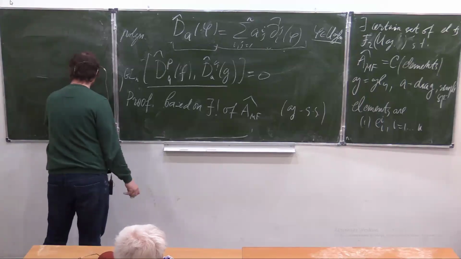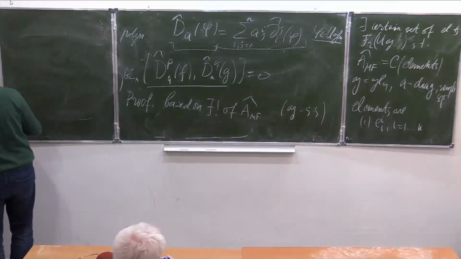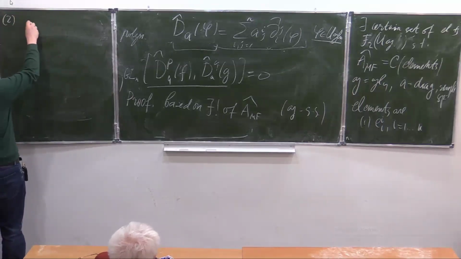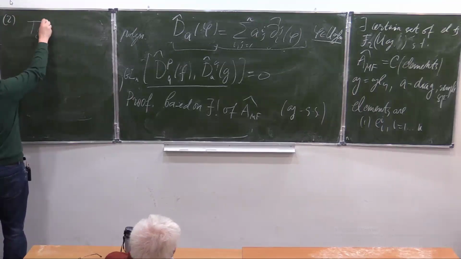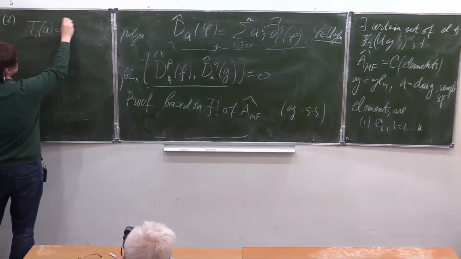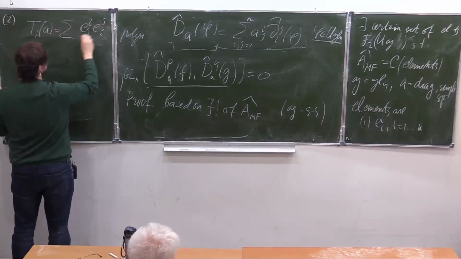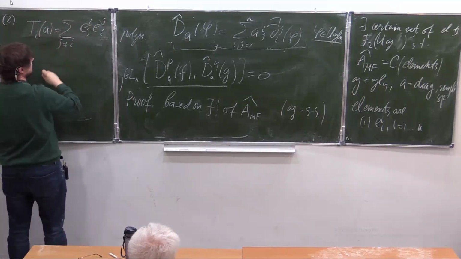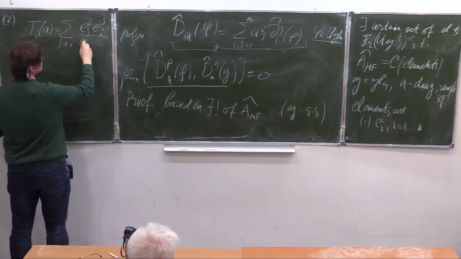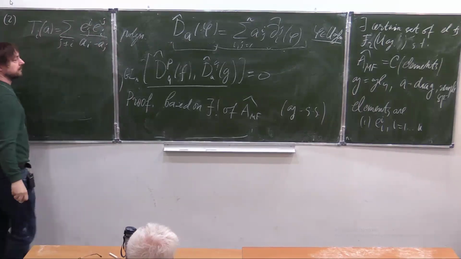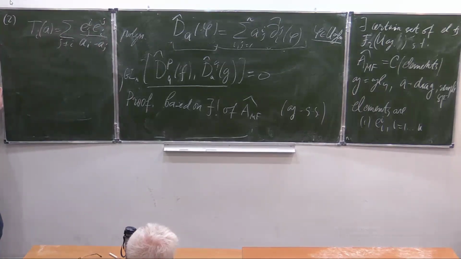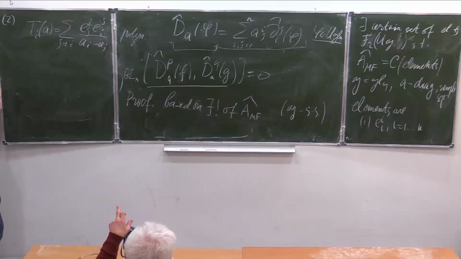And second, which is much more interesting, you take T_i(A) to be equal to the sum of E_ij E_ji for all j not equal to i, divided by a_i minus a_j. So the sum is taken over all j not equal to i. This is the definition of T. These are the elements T, quadratic elements.